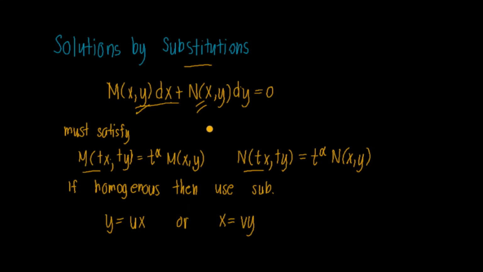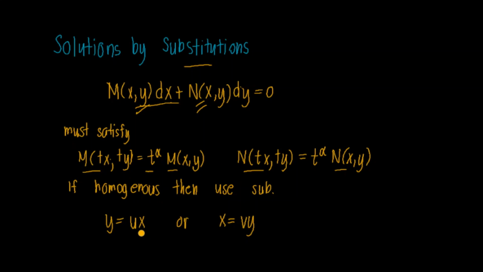These equations say that if you plug in tx and ty into M and N instead of x and y, the resulting function should be in this form: t to the alpha times M of x and y, or t to the alpha times N of x and y, where we can factor out a power of t, t to the alpha, and express the other factor as M of x and y or N of x and y.